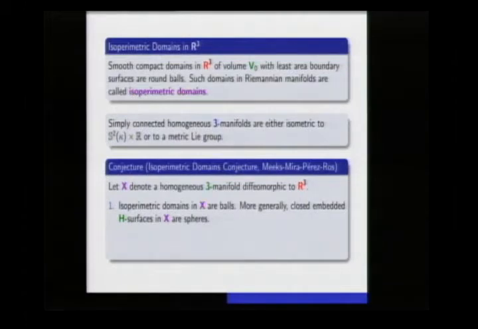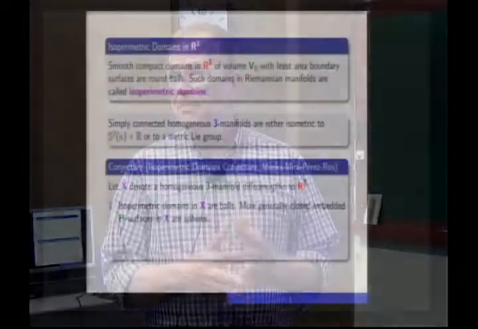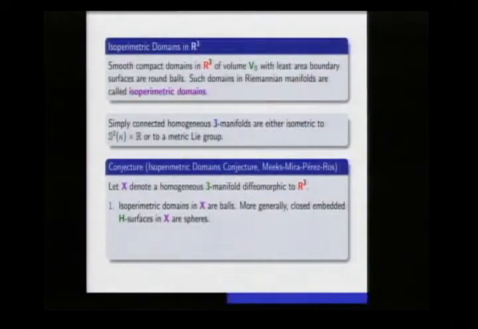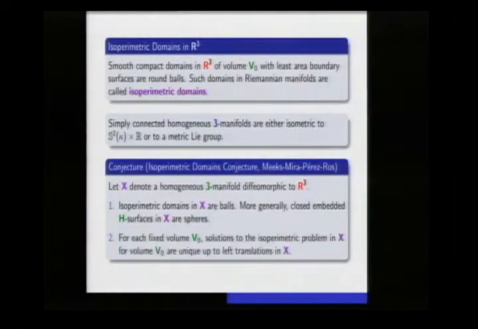Okay, so the conjecture is that isoperimetric domains in X are balls. That's a basic question. We really would like to know that. More generally, we'd like to know that if you have a closed H surface embedded in such a space, topologically R3, homogeneous metric, it must be a sphere. And that would be nice. That would then show that the isoperimetric regions are balls.